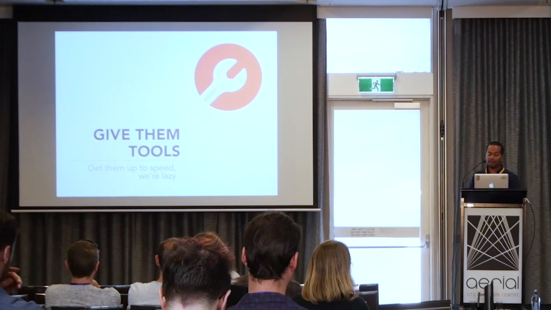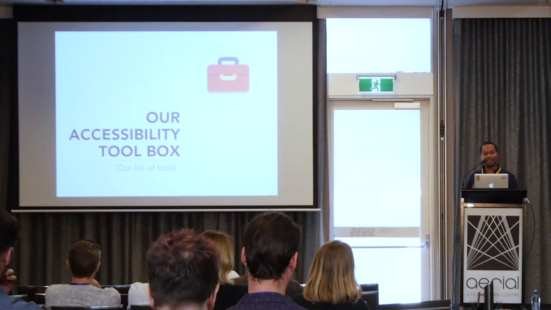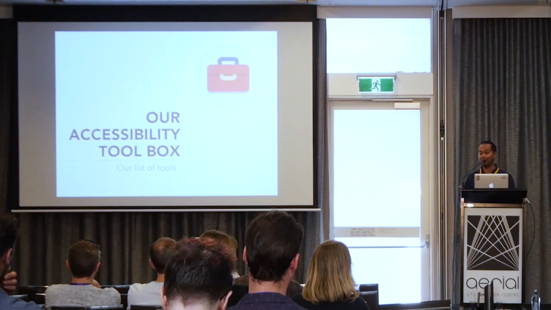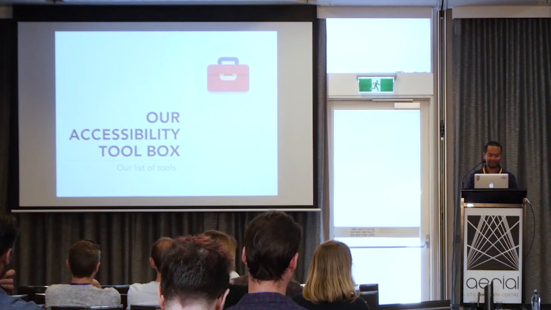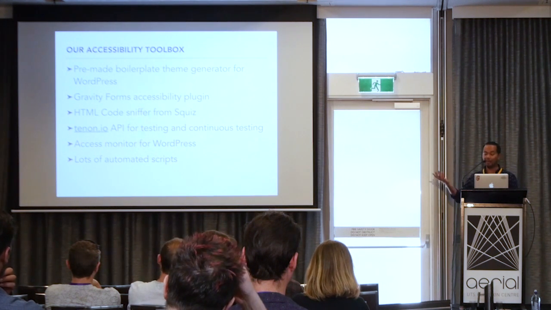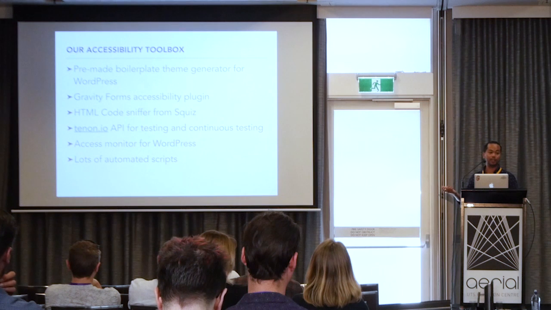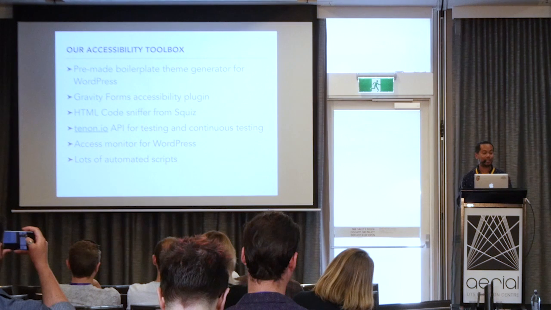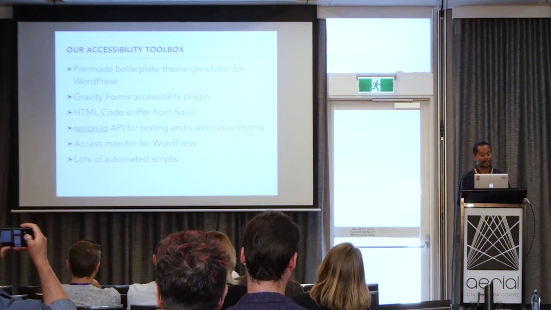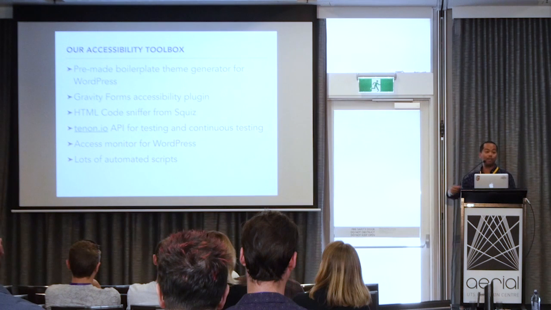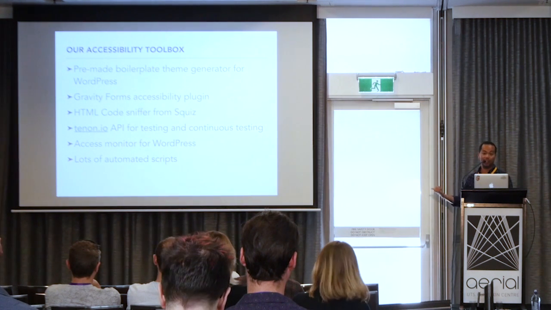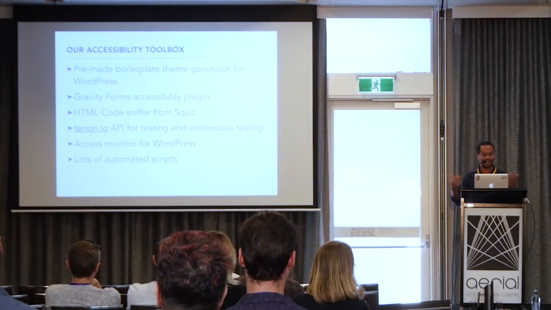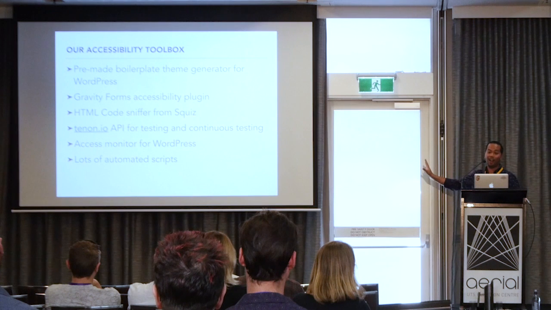So I'll go through a little bit about our accessibility toolbox and a couple of things that we have in it. Maybe you can take some things away and add them to your toolbox yourself. So first off, I mentioned the boilerplates that we have, a lot of them that we use for WordPress and Laravel. We have some plugins that we add into our websites as well, such as the Gravity Forms accessibility plugin, as well as a whole bunch of HTML sniffers that we use. The one that we like to use is from Squiz. I used to work with MySource Matrix back in the day, so I guess I was a bit of a fan. And of course, Tenant.io.